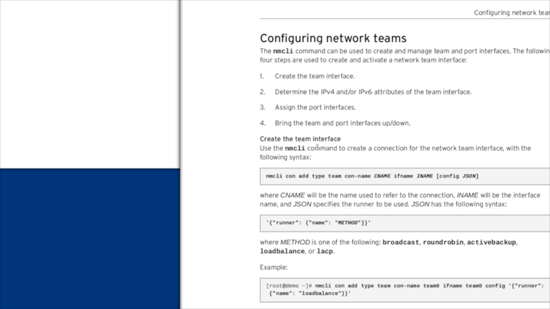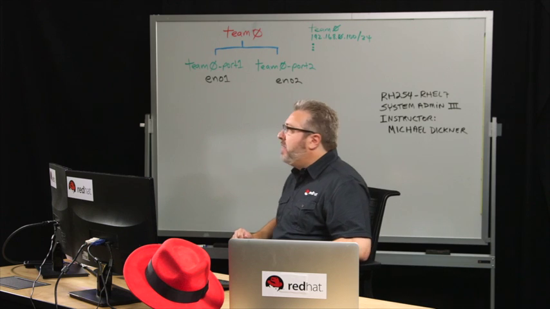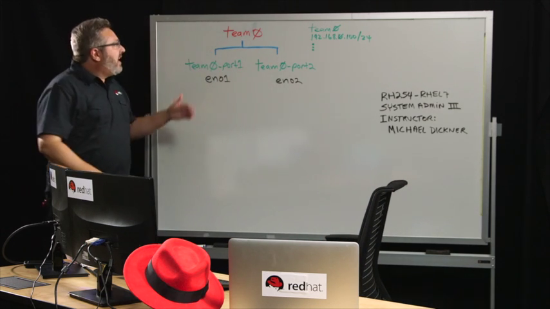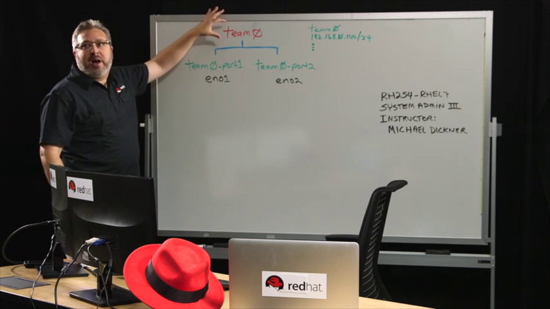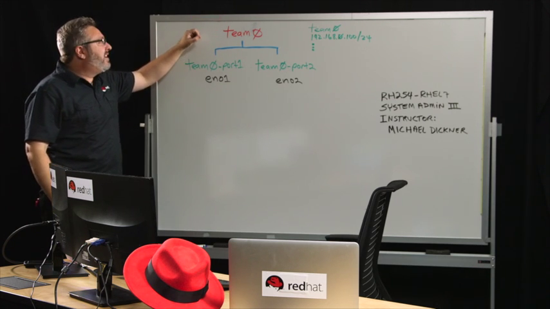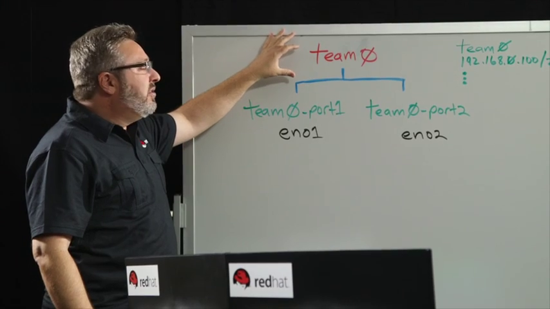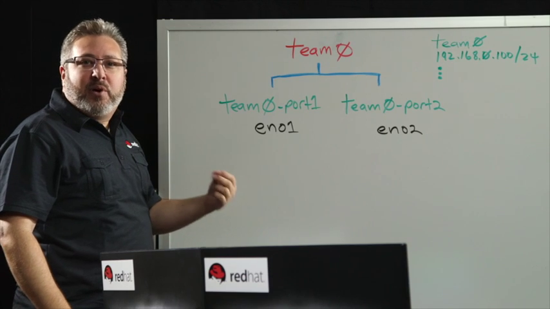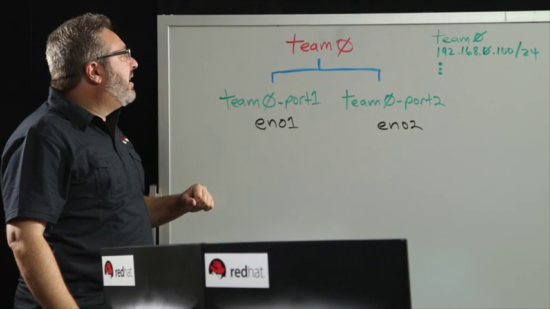What we're going to do is just take a look at the board, and I've drawn out a simple team arrangement for you. So essentially, the goal of this is to create a team. It's a logical object. It's not really a physical interface. But this team can then be used, depending upon the runner, to give us an active backup or a round robin or one of those different configurations.